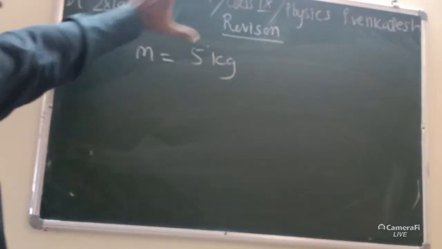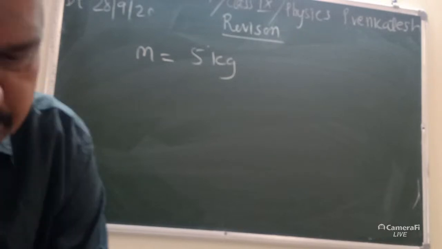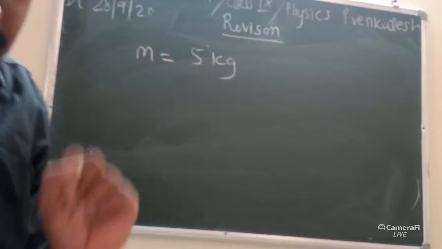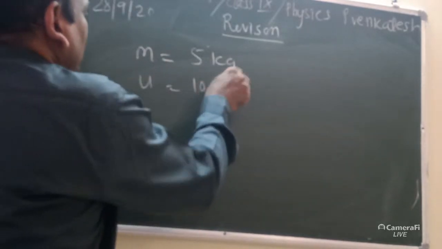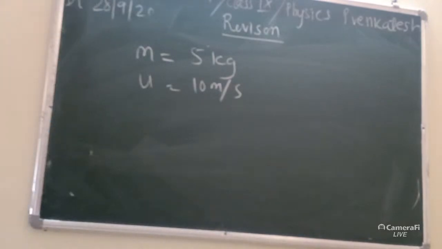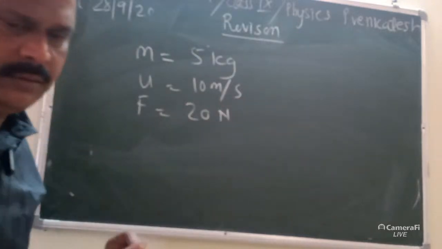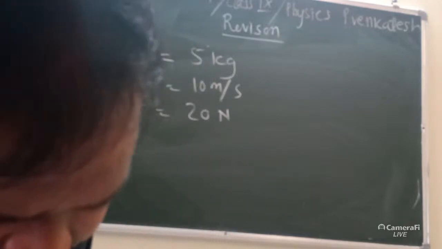Okay, a body of mass 5 kg is moving with a velocity of 10 meter per second. Now, what is the velocity? U equal to 10 meters per second. It is acted upon by force. What is force equal to? 20 newtons. What will be the velocity after 1 second?